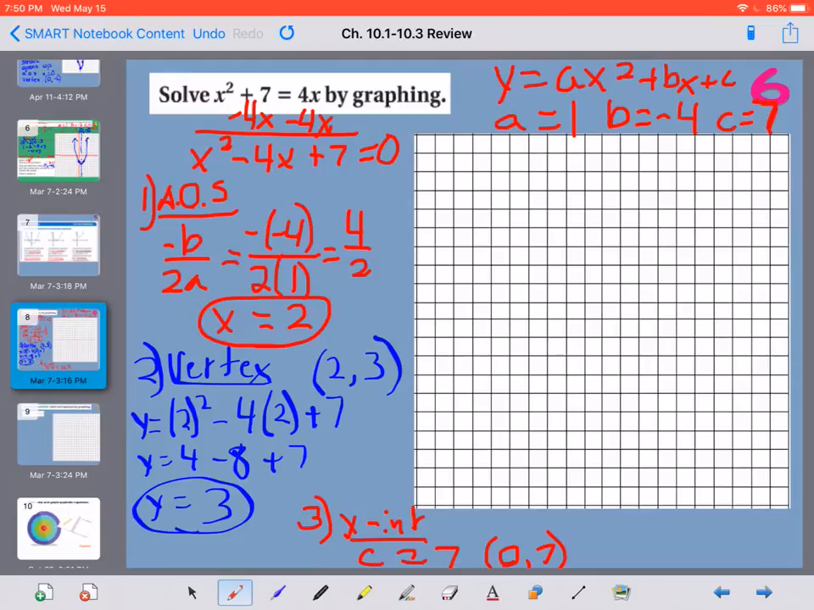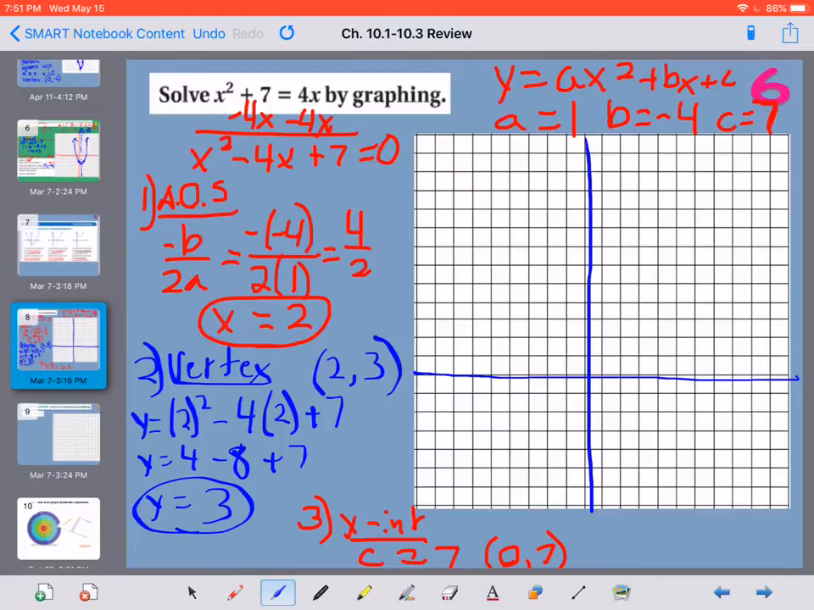Now I know that the highest I'm going to go is 7, so I know that I'm going to want some space on my graph. So I'm going to bring this down just a little bit, so I'm not going to go immediately in the middle. I'm going to have some space on both sides so I can graph this.